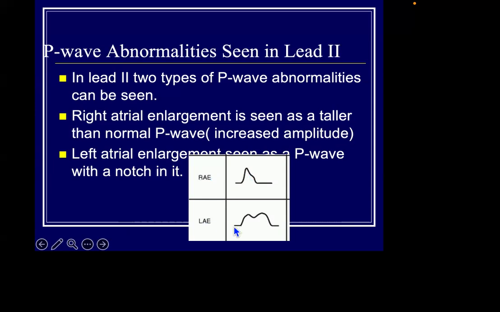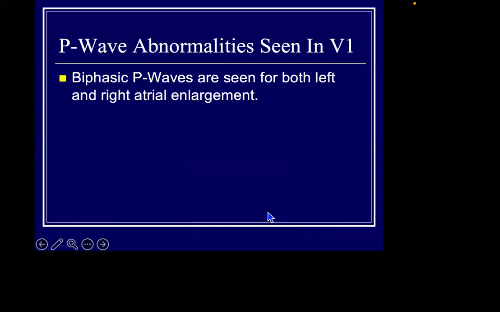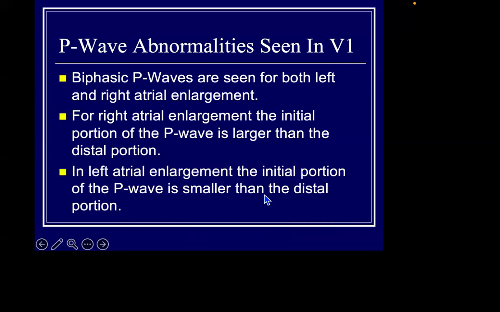Left atrial enlargement, usually you see a configuration like this. This is called P mitrale. You have a bifid P wave. This is right atrial enlargement, and this is left atrial enlargement. So in lead 2, you will see P pulmonale, and you will see P mitrale or bifid P wave. So a biphasic P wave is seen for both left and right atrial enlargement. For right atrial enlargement, the initial portion of the P wave is larger than the distal portion. And in left atrial enlargement, the initial portion of the P wave is smaller than the distal portion.